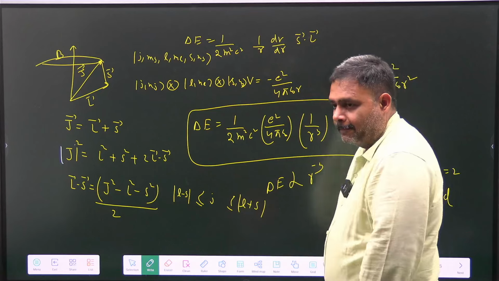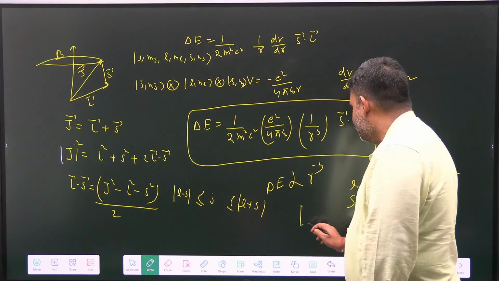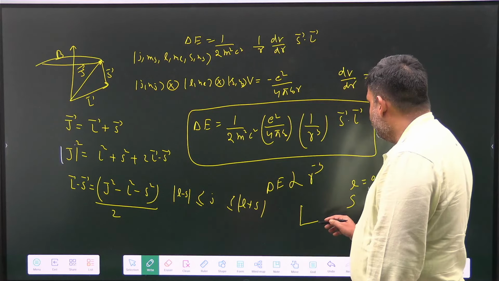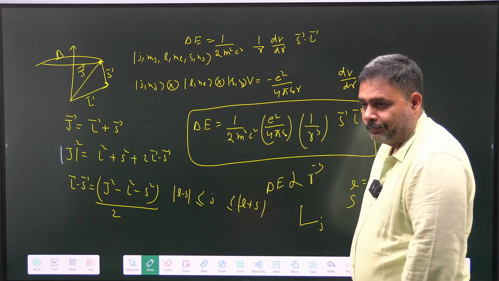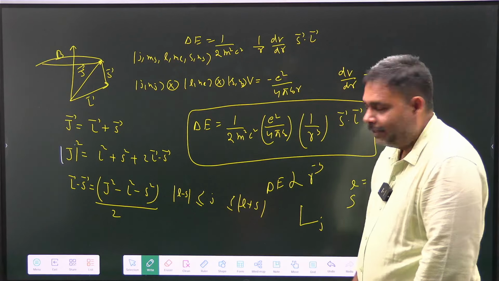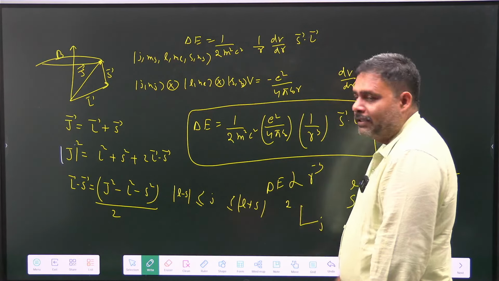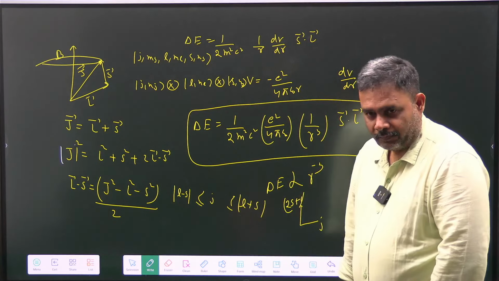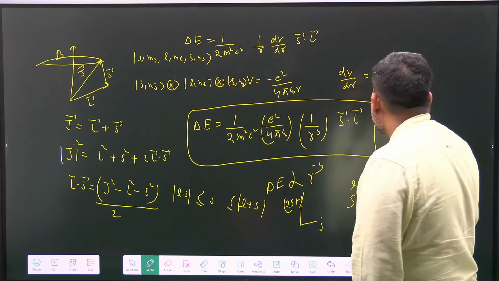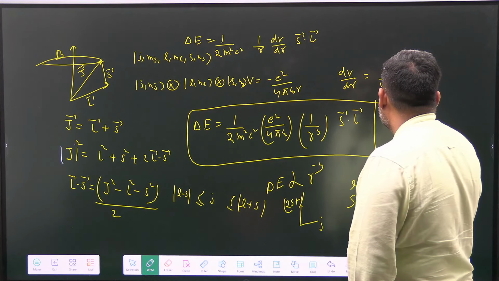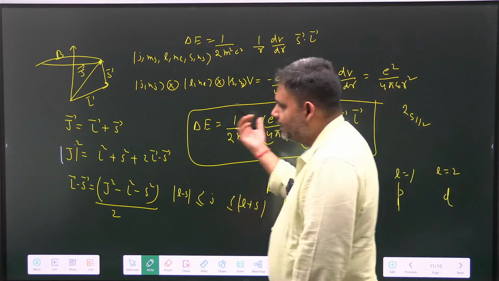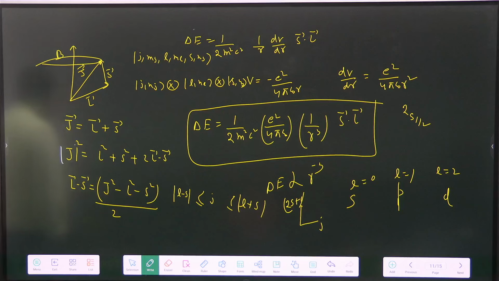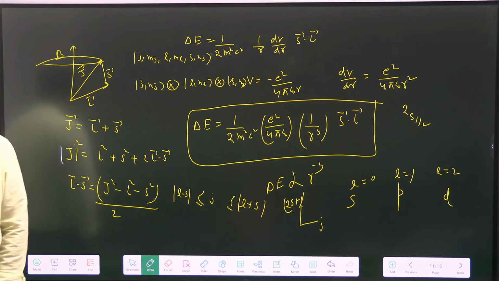OK, so here you have this particular thing where you will write s, p, d, and here you will write the value of J, and here you will write the multiplicity, and that value is 2s plus 1 in this case. Are you getting my point? Now if I ask you what will be the interaction energy for 2s half, s means L is equal to 0.